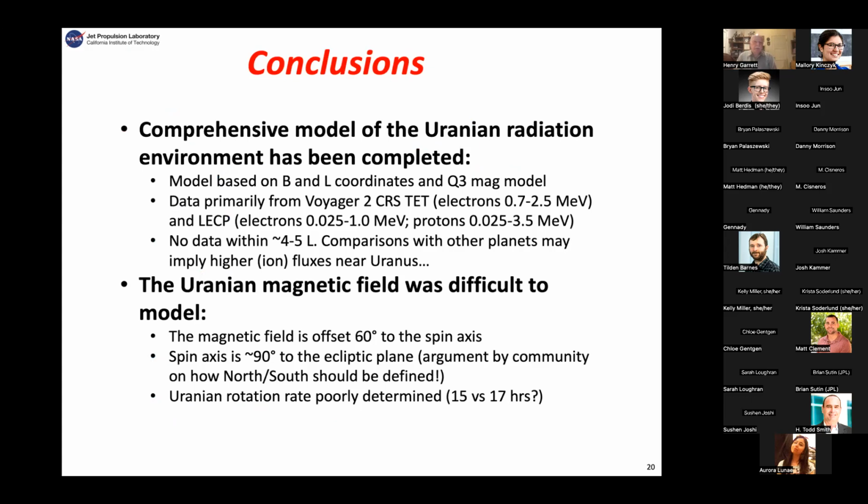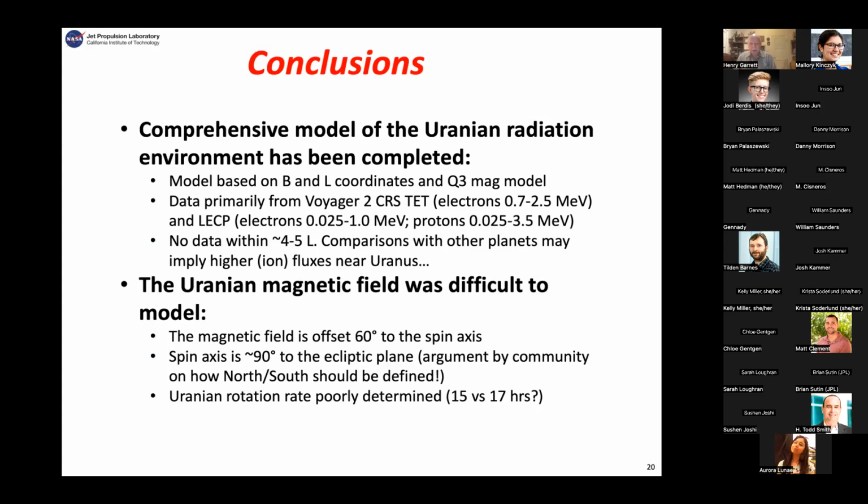So to begin my summary, we've developed a comprehensive model of the Uranian radiation environment based on 10 points, and compared that with the actual data. If you review our paper, you'll see that the correlation was pretty good for most of the range. And again, it was only for like 20 hours that we flew by. So the model is based on the BNL coordinates using the Q3 magnetic field model of Connerney. The data was primarily from the Voyager CRS TET, that's the Caltech instrument, and from the low energy particle detector from APL. We didn't get any data within an L of 4 to 5. So that's a limitation of the model, and you need to take that into consideration.